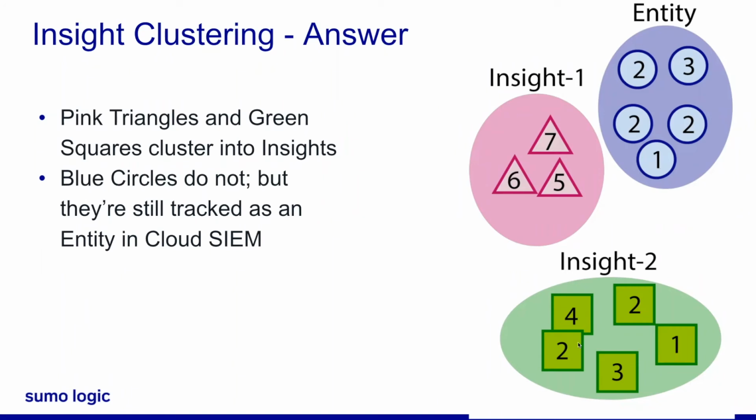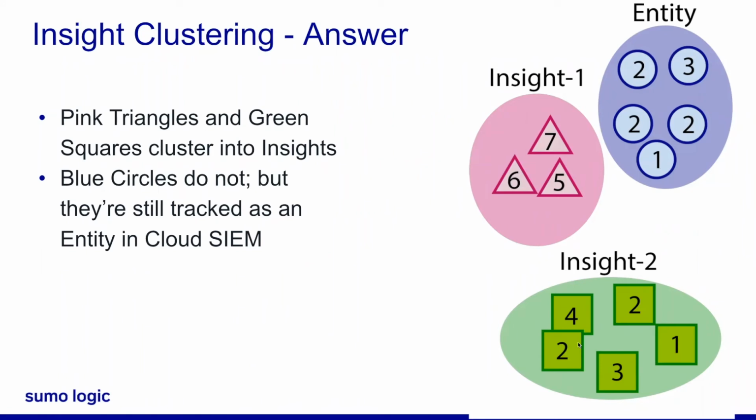Now, what about those blue circles? Well, somebody said not blue. Why did they say not blue? Why do those not cluster together into an insight? The reason is CloudSIM is still going to track them as an entity, so that's still going to occur, but they're not going to be clustered together into an insight because the activity score is 10. 10 is below 12, and so it's not an insight yet. If there was another rule with a severity score of 2 or higher that triggered with that entity, then it would cluster into an insight.